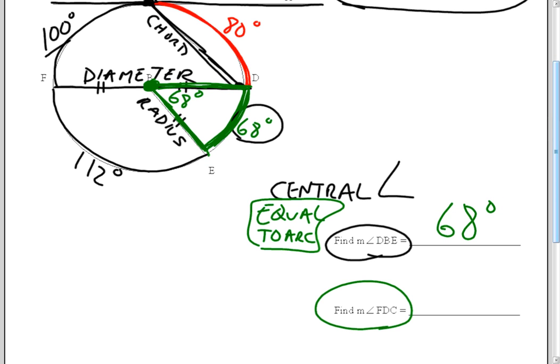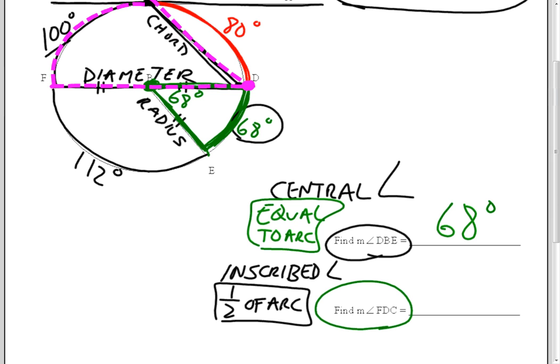Next angle, FDC, that goes from here to here to here. That's not emanating from the center. That's got a vertex point that's on the circle. What arc is that angle catching? From here to here, right? Well, what's the rule for an inscribed angle? Half of the arc that it catches or intercepts. What's half of 100? 50. That's going right here.